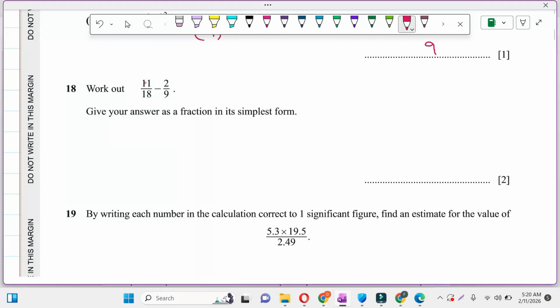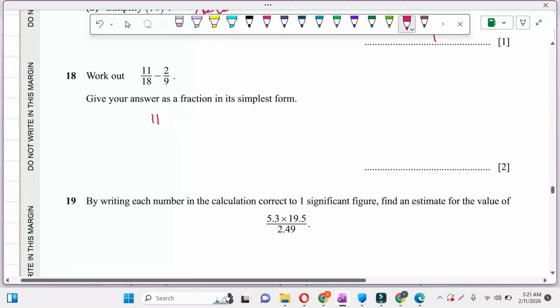Work out the value of 11 over 18 minus 2 over 9. Give your answer as a fraction in its simplest form. Okay, 11 over 18 minus 2 over 9. We know that the LCM is 18, and 18 divided by 18, so 11 will be the same, minus 2 times 2 is 4.